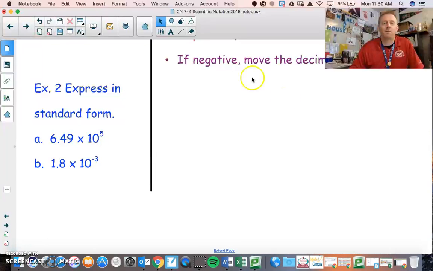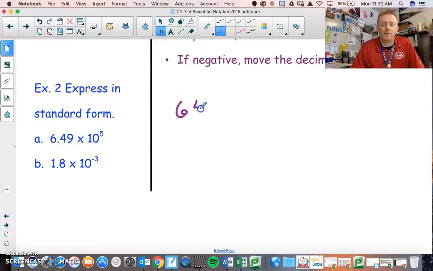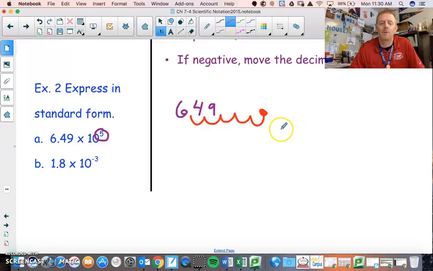So in our examples here, example A, I'm going to have my 649, and because I have a positive exponent, I'm going to take that decimal and move it 1, 2, 3, 4, 5 times to the right and make my new decimal spot. All these open waves get filled in with zeros, so my new number would be 649,000. So that's how we do those problems.